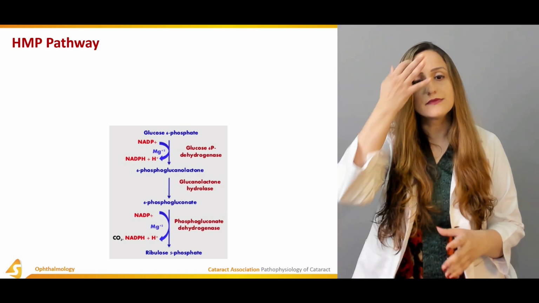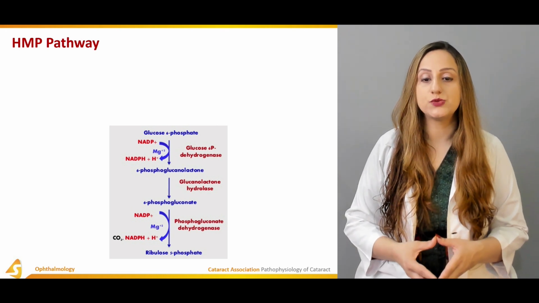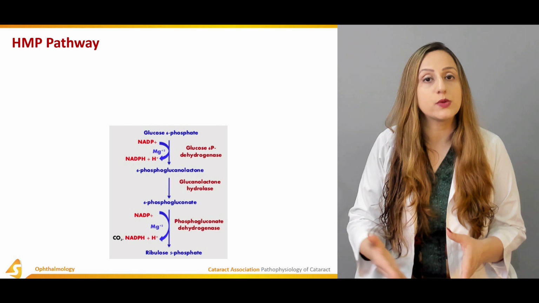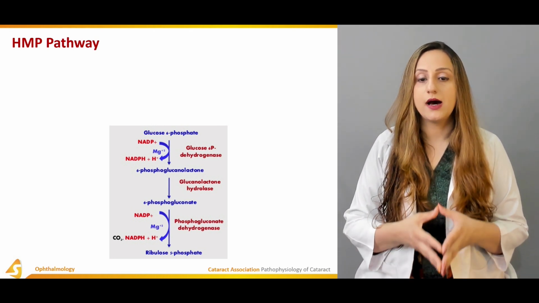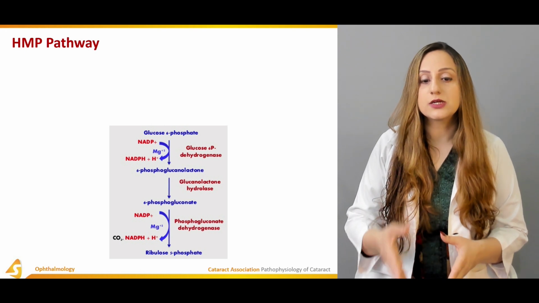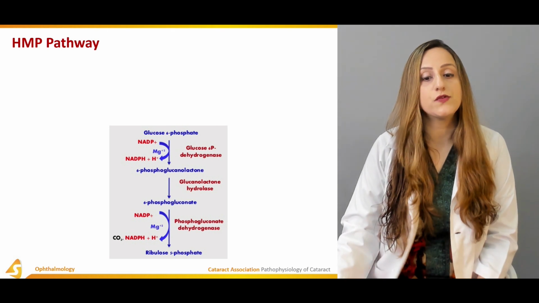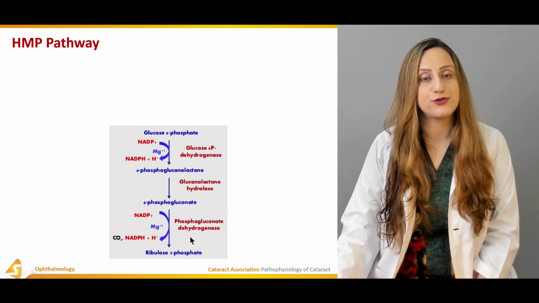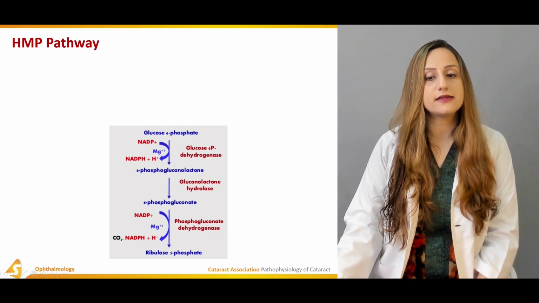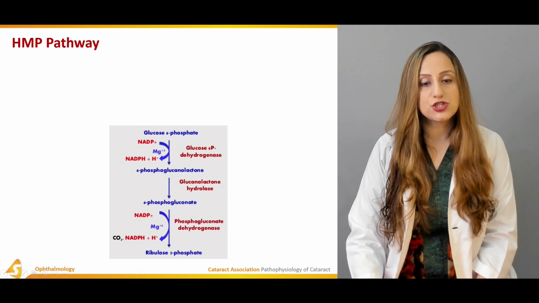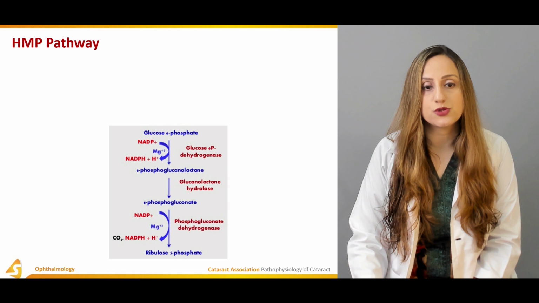Now, this 6-phosphogluconolactone is converted, in the presence of gluconolactone hydrolase, into 6-phosphogluconate. And then it is converted into ribulose 5-phosphate in the presence of phosphogluconate dehydrogenase. So these are the enzymes that are involved over here, and this is known as the HMP pathway, or the hexose monophosphate shunt that we were talking about.